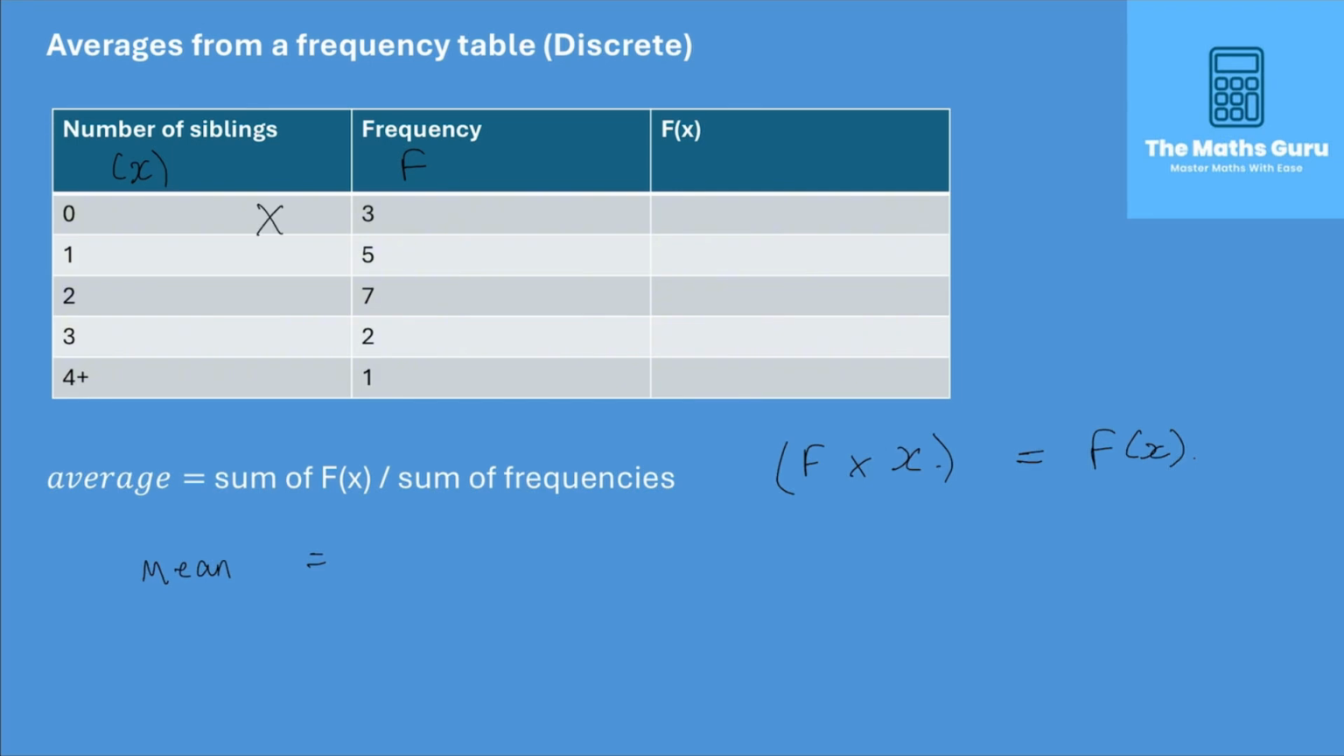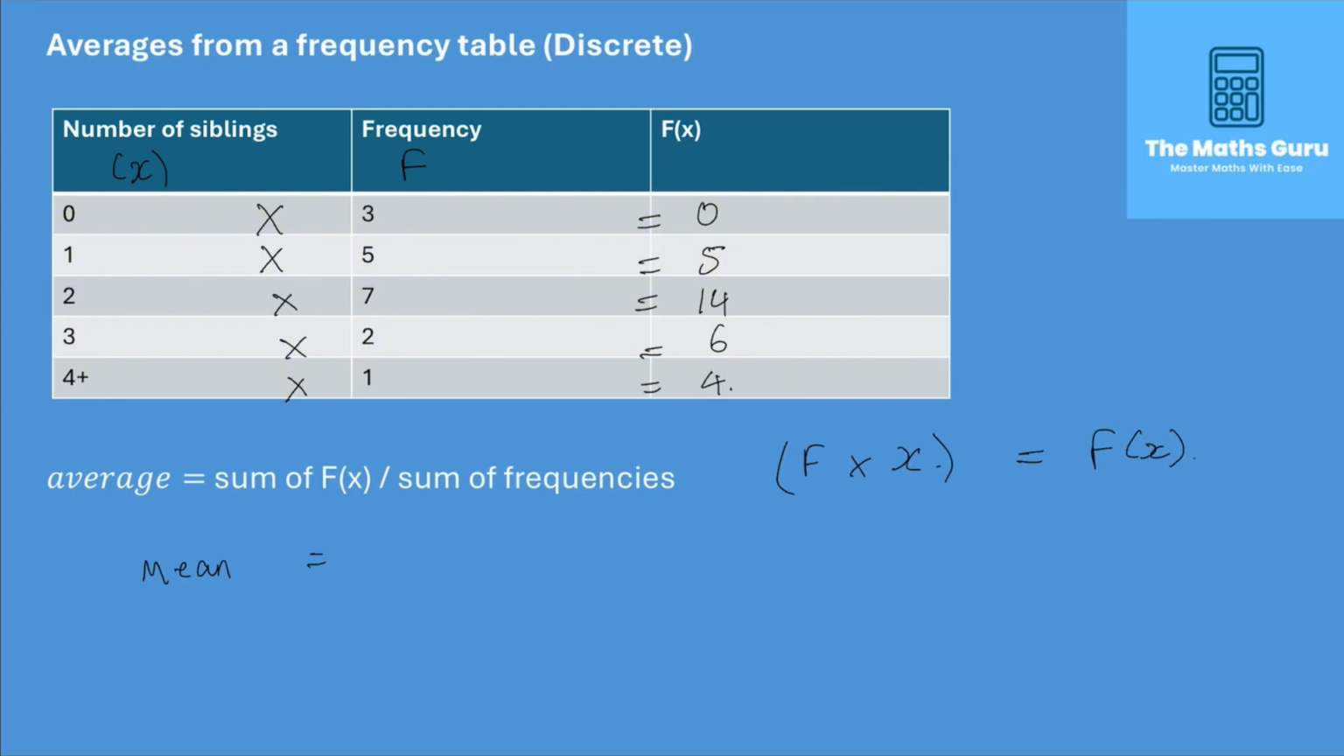So 0 times 3 is equal to 0. 1 times 5 is equal to 5. 2 times 7 is equal to 14. 3 times 2 is equal to 6. And 4 times 1 is equal to 4.